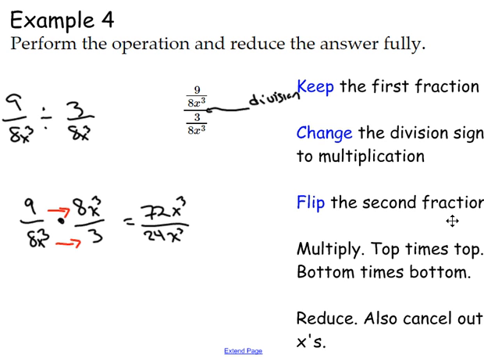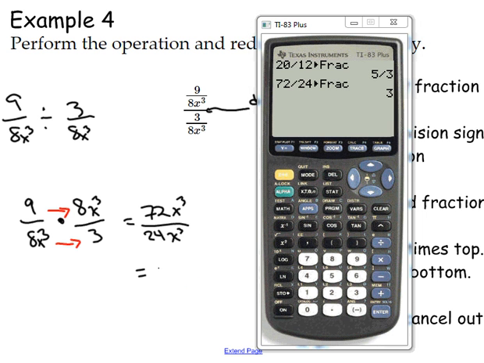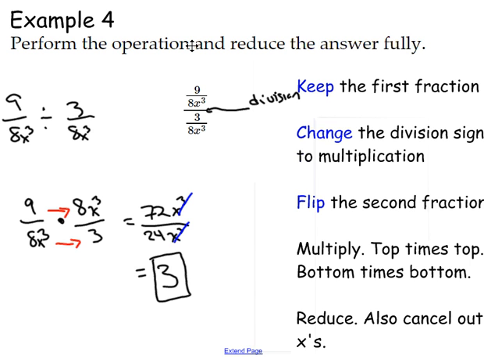So now we reduce. 72 over 24, press math, fraction, we get 3. So this is 3. And then what happens with the x to the thirds? Well, this x to the third cancels out with this x to the third. So the final answer is 3. And that's pretty much how you multiply and divide fractions, and multiply and divide fractions with x's.